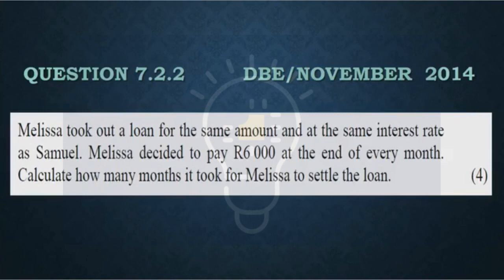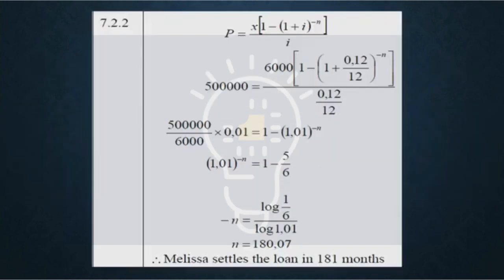Moving on, we have another question. Melissa took out a loan for the same amount, that's the same 500,000, at the same interest rate as Samuel. Melissa decided to pay 6,000 Rand at the end of every month. Calculate how many months it took for Melissa to settle the loan. Notice now how we approach this.